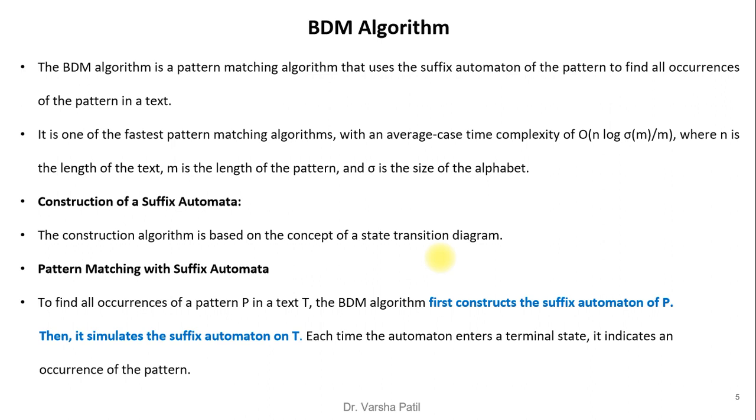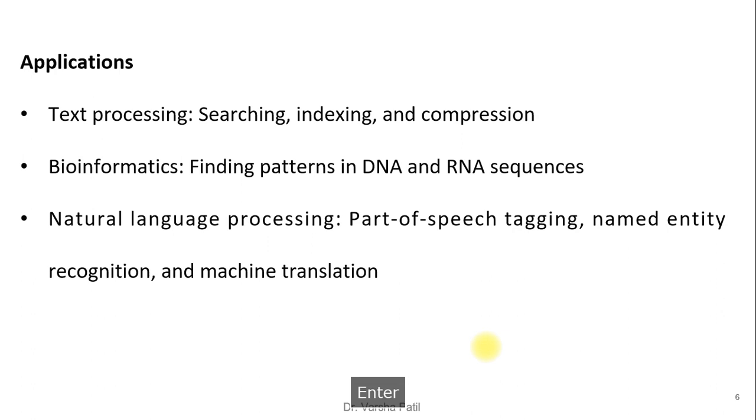To find all occurrences of pattern P in the text, the BDM algorithm first constructs the suffix automaton of P, which is done in the first phase, the construction of the suffix automaton. Then in the matching phase, it only simulates the suffix automaton on T. When we solve the problem, these things will be very clear. Each time the automaton enters a terminal state, it indicates an occurrence of the pattern.